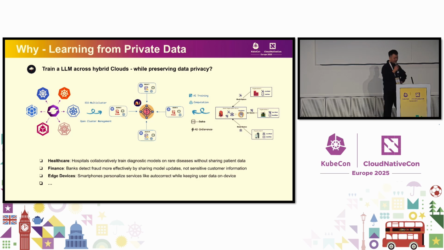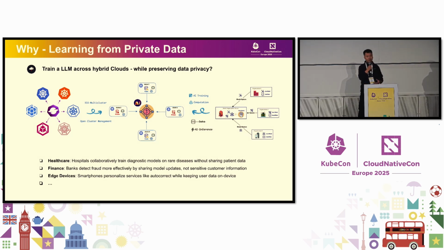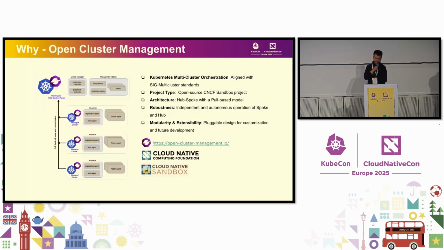Well, to manage those clusters, we rely on Open Cluster Management, or OCM. And for data privacy, we use Federated Learning. It lets each cluster train locally and just send the model updates, not the real data, which get combined into a global model. So privacy is built in from the start. And the next question is, how do we combine those 2 systems together?